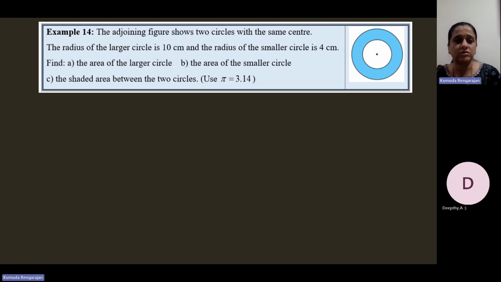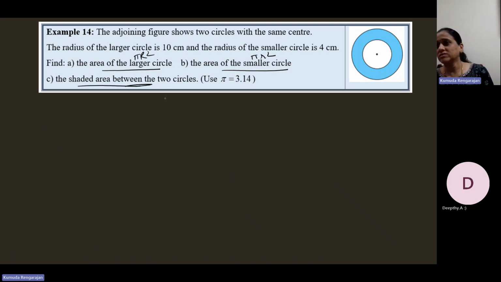So here you'll have to find the area of the larger circle, the smaller circle, and then the area between the two circles. So this is pi capital R square. This one will be pi small r square. And here you'll have to subtract the two answers, right? This answer minus this answer will be the area between the two circles.